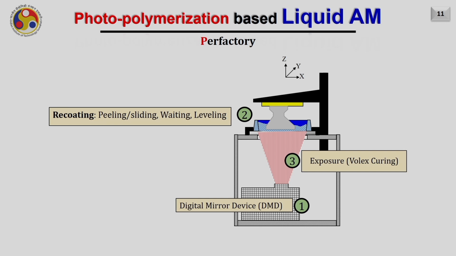So now let us discuss a few things in detail, such as the recoating, which includes the peeling or sliding, waiting till the liquid material gets settled, and leveling. Also, number 3, which is the exposure. It is also called in this case voxel curing. And also we shall discuss the digital mirror device, that is DMD.